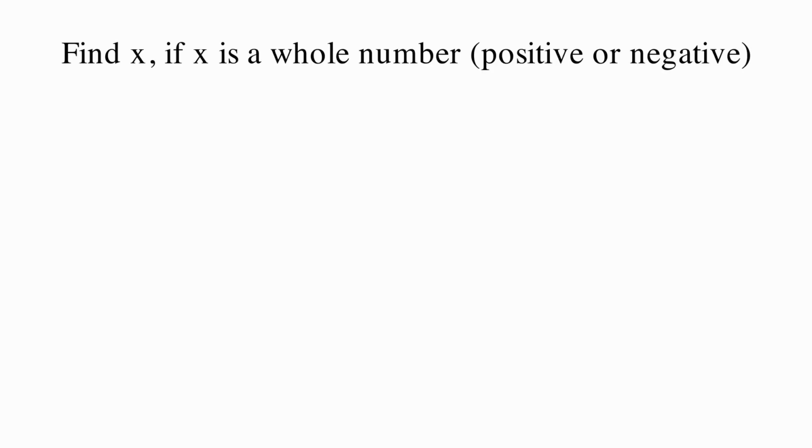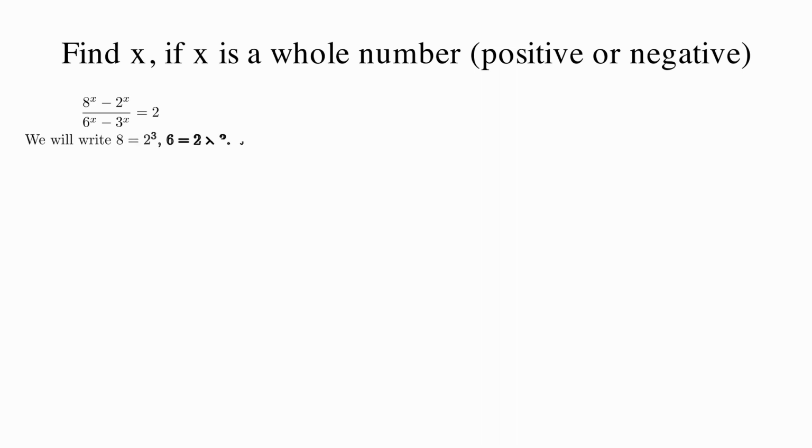So, let us begin. We want to find x, if x is a whole number, that is, it can be positive, negative or 0. The equation that we will be solving to find x is (8^x − 2^x) / (6^x − 3^x) = 2.